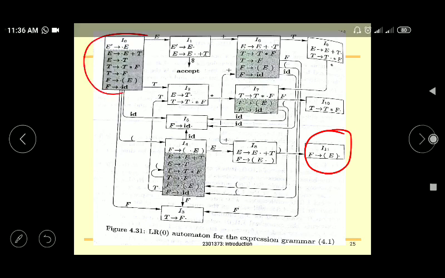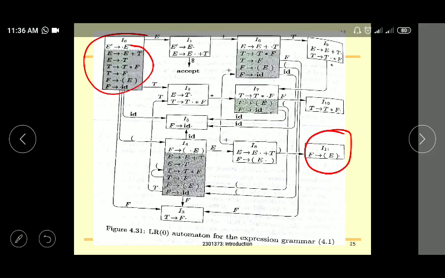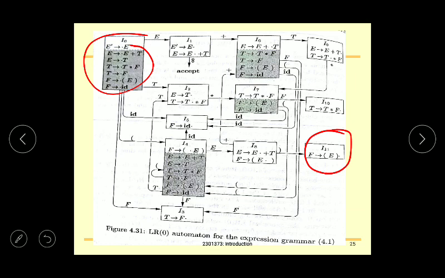So this is the LR(0) automaton where we have a total of 12 item sets, I0 to I11. Starting is I0, then after finding goto of I0 comma E, goto of I0 comma T, goto of I0 comma id, left parenthesis, F, you will get different items like I1, I2, I3, I4, I5, then I6, I7, I8, I9, I10 as well as I11. Please solve this problem by yourself.